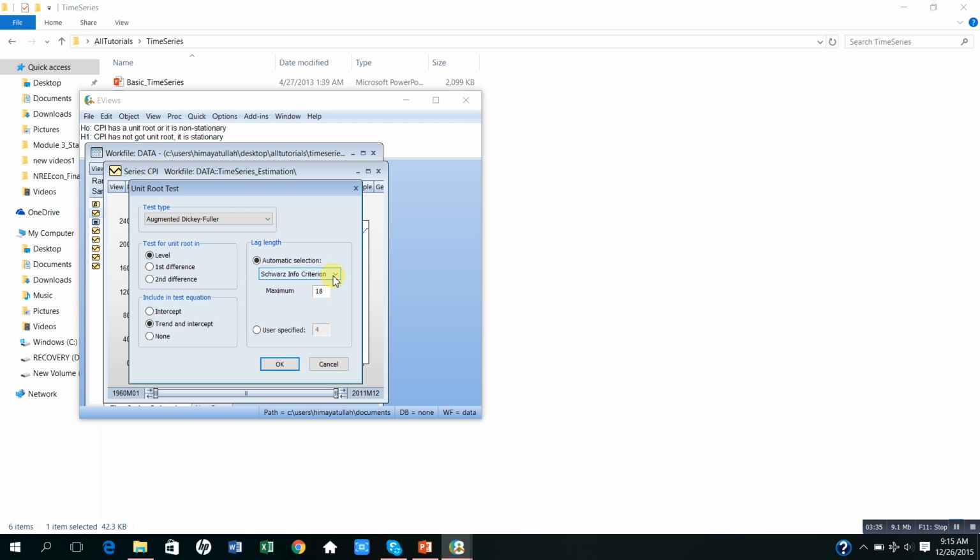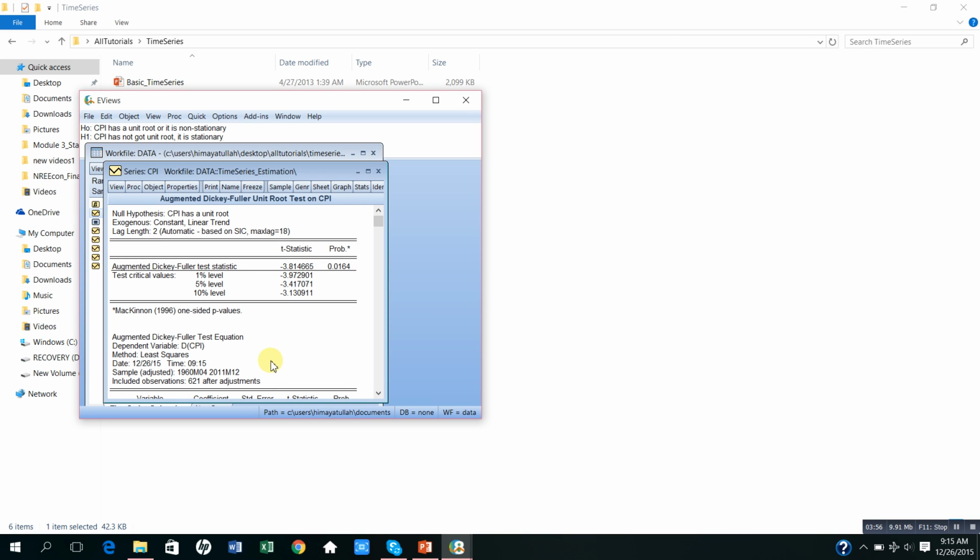There is the Schwarz information criterion, Akaike information criterion, Hannan-Quinn criterion, modified Akaike, modified Schwarz, and so on. I would leave this on Schwarz, and these are the maximum lags by default. So I will leave this here, and now I will press OK. When I press OK, I get these results.